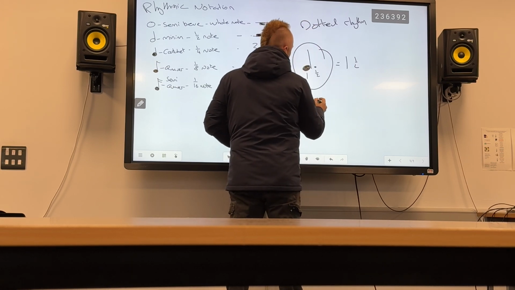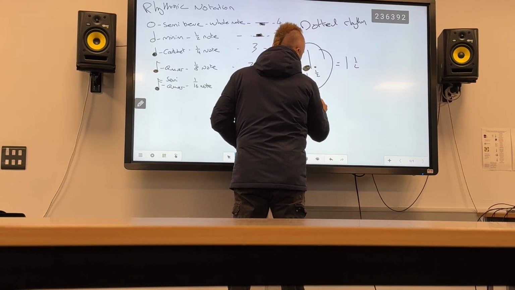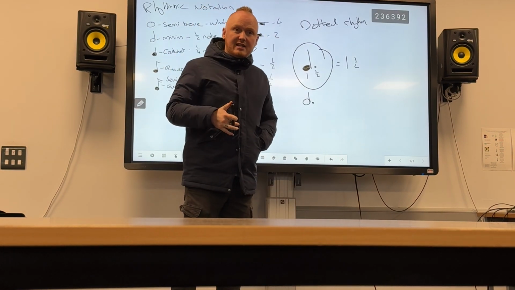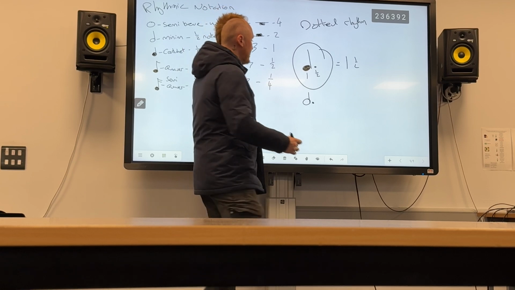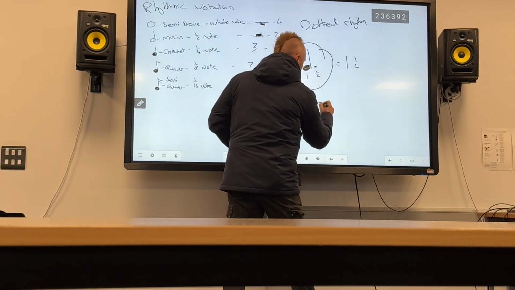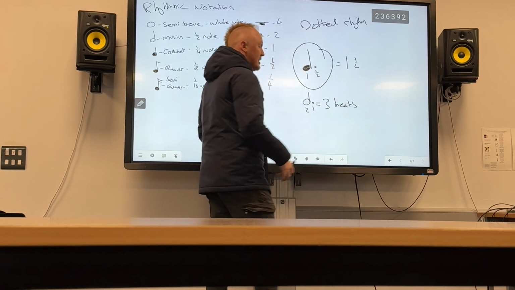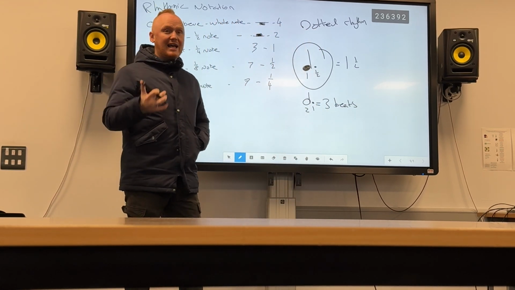If I was to have a dotted minim, a minim is worth 2 beats, and the dot is worth half of the thing it's attached to. Therefore, the dot is worth 1 beat, so that's 2 beats plus 1 beat. A dotted minim lasts for 3 beats, etc. Anything that you put a dot onto adds half of its value.